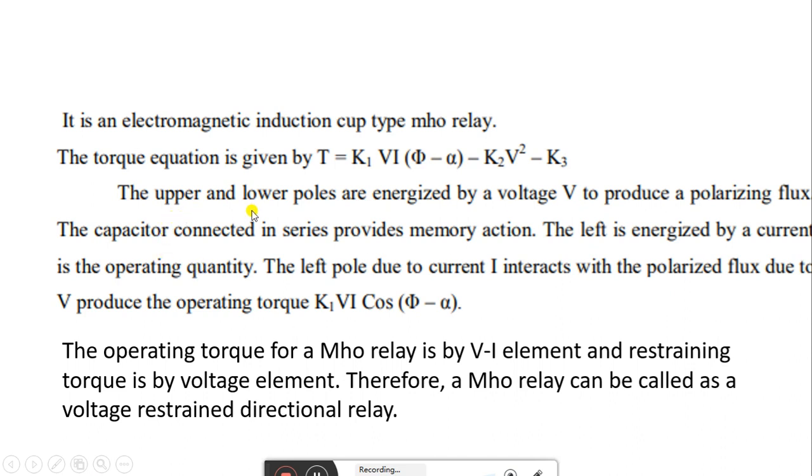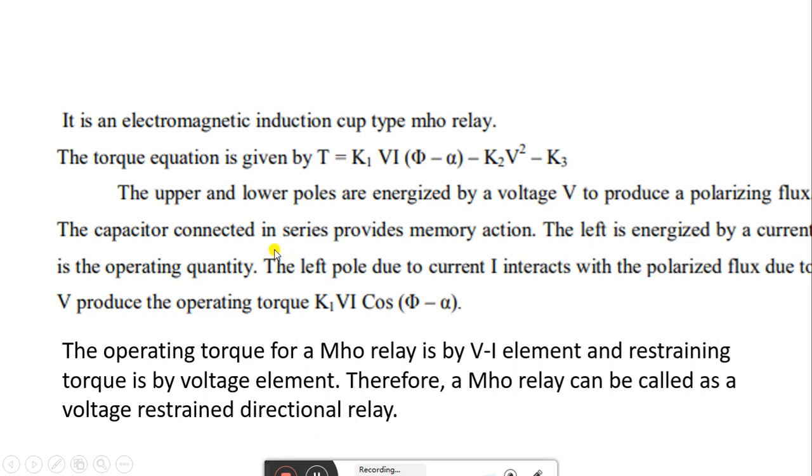So the upper and lower poles are energized by a voltage V to produce a polarizing flux. The capacitor connected in series provides the memory action. Already I have discussed that the upper and lower poles are the polarizing coil poles, and they are energized by the voltage because they are connected from the voltage supply.